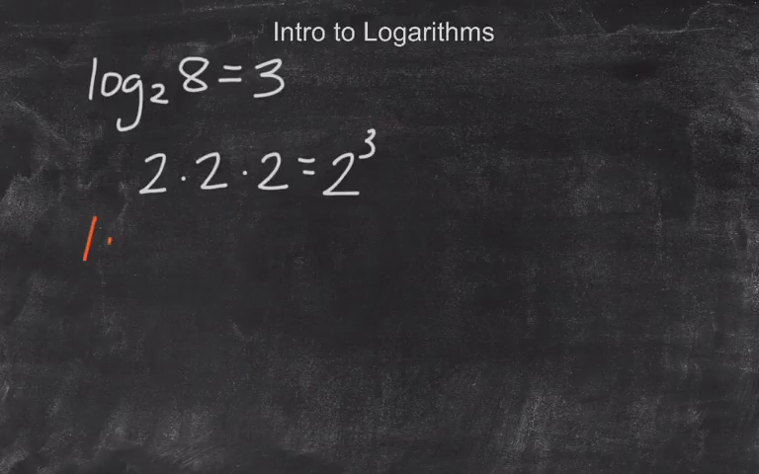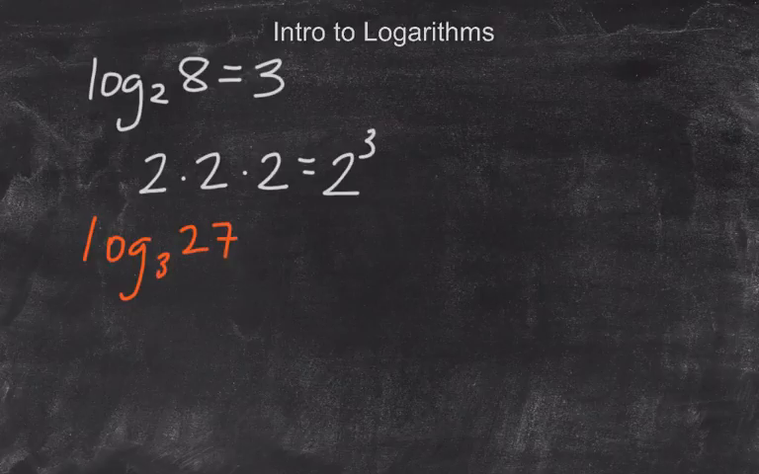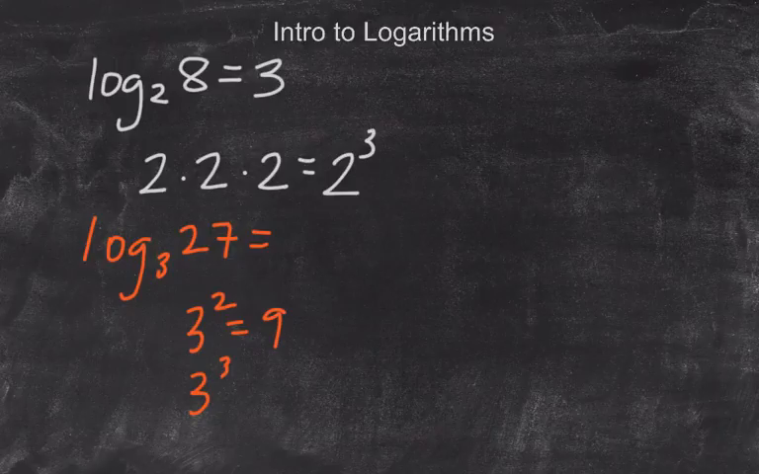Another example is log base 3 of 27. And this is asking the question, 3 to the power of what equals 27? We know 3 squared is 9, and then 9 times 3 one more time is 27, so 3 cubed equals 27. This answer is also 3.